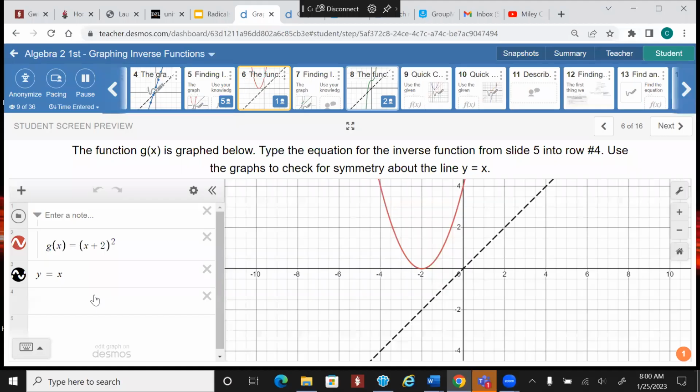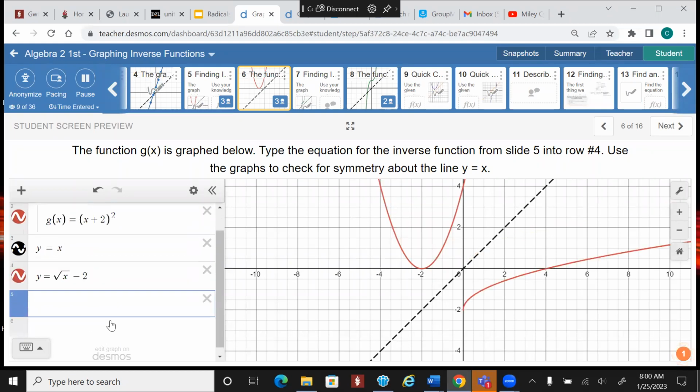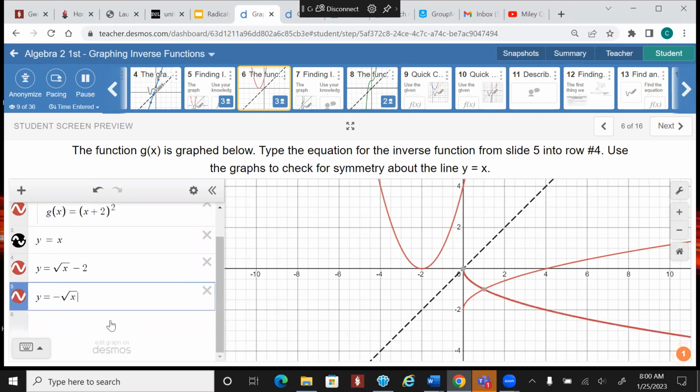Okay, so let's go ahead and check it out on this one. So we get y equals square root of x minus 2. And then we also are going to have y equals negative square root of x minus 2. Okay, is that a reflection across that line? When you tilt your head to the side, is it a reflection? Yes.